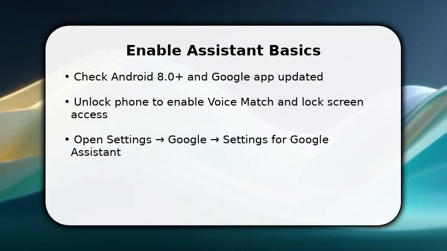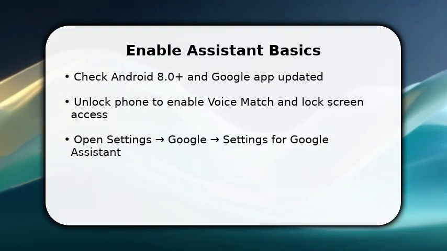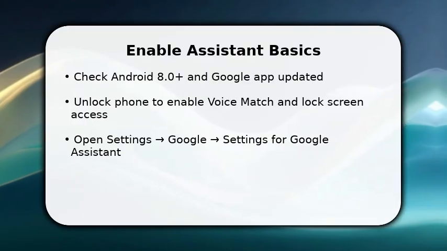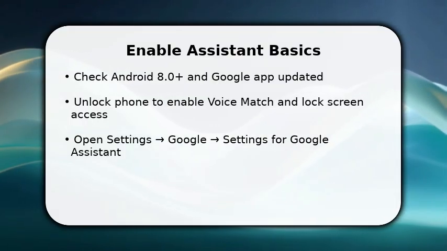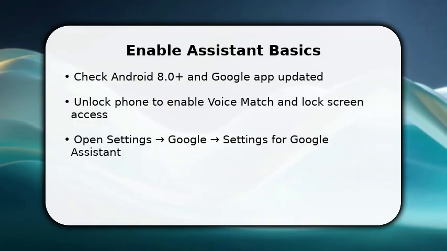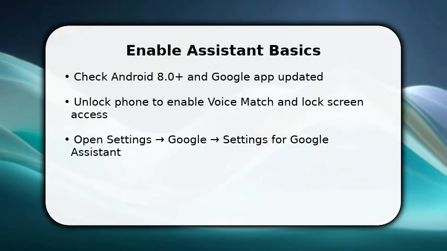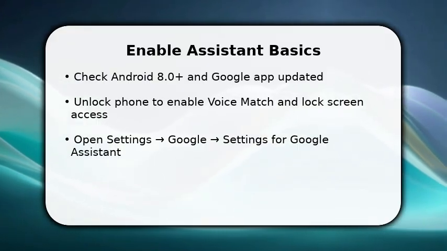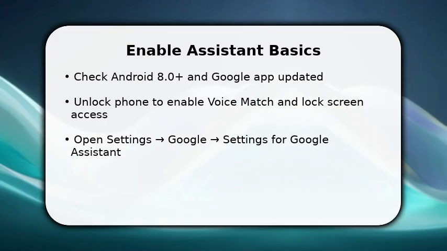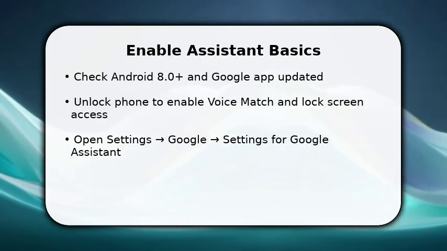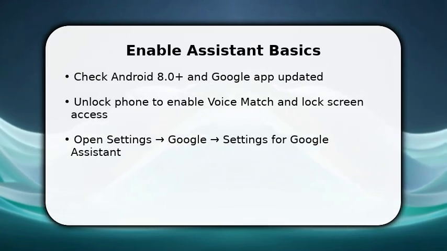You start by confirming requirements: an Android 8.0 or newer device, and the latest Google app. Once done, unlock the phone and open settings for Google Assistant. You need voice match enabled and permission to respond on the lock screen. Tap Hey Google detection and lock screen access so Assistant can hear you when the device is locked. Make sure microphone permission is granted. This first step primes the system so Assistant will wake and listen without unlocking the phone.